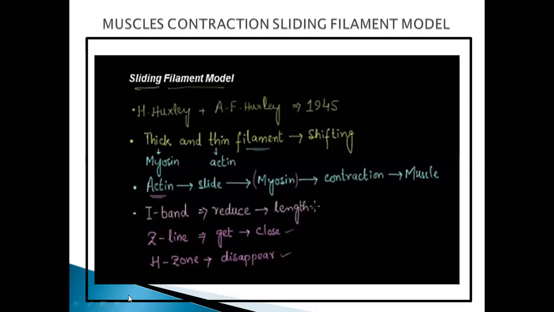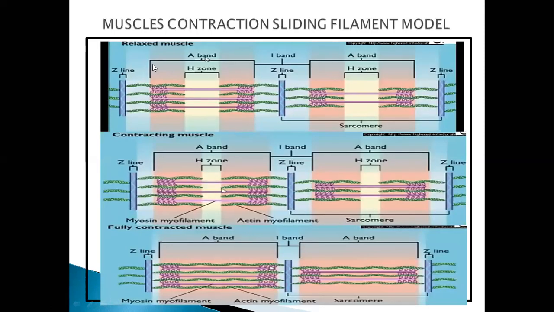During the contraction of the muscles, you can see this is a relaxed muscle. It is in resting condition. You can see everything is relaxed here, like the A band, H zone, Z line. Everything is fine here, right? But if you see the next diagram, the contracting muscle, you can see that these two lines are the Z lines. One Z line and the second Z line are getting closer with each other. Second thing, you can notice this is the H zone area. You can see here the distance is large, but here the distance is very small.